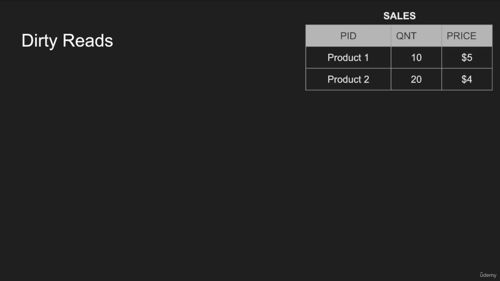All right, dirty reads. Let's take an example. So we have a sales table here and we have 3 columns: product ID, quantity, and the price. Product 1 has sold 10 quantities, and each is $5. So the total price is what? $50. So we sold $50 worth of product 1. Product 2 is 20 quantity, $4. So the total is what? $80. So what is a dirty read in this case?